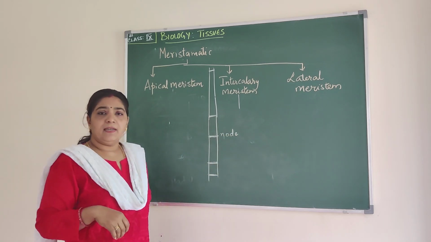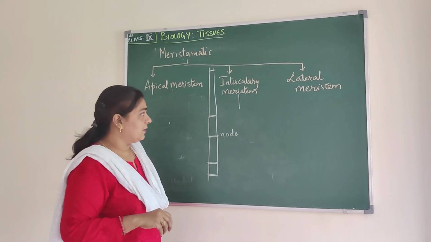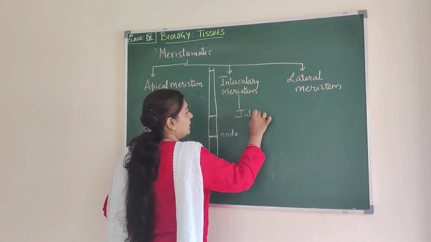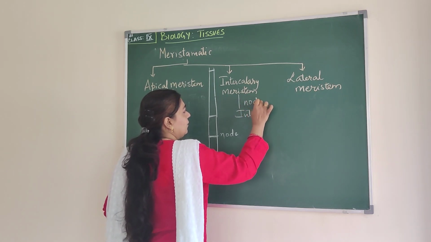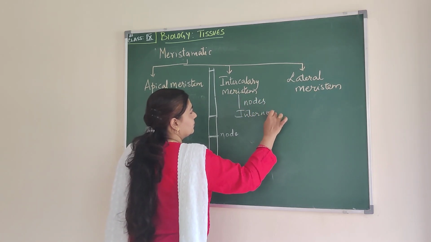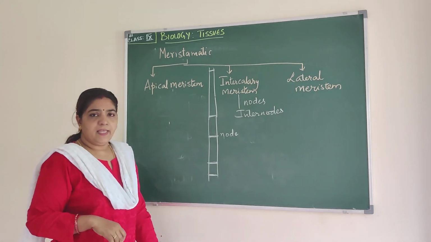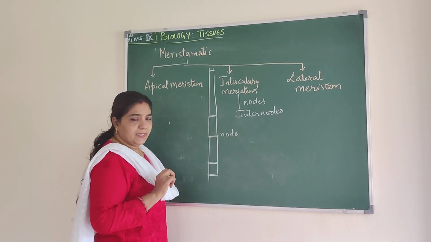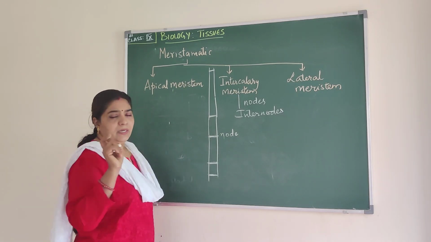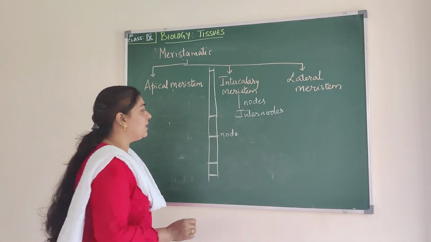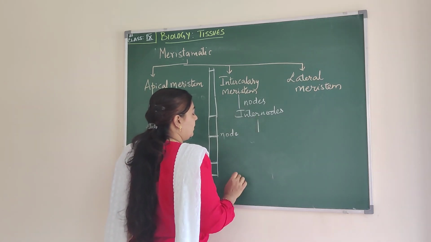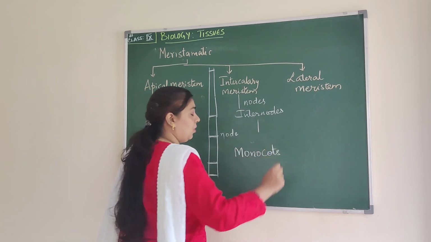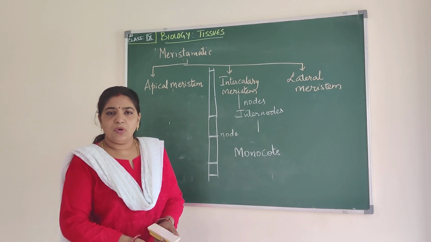So intercalary meristem is present at the nodal and internodal junction. It is present at the nodes and internodes. And what is the function of this intercalary meristem? Remember, intercalary meristem is mainly present in monocots, monocotyledon plants. What are monocotyledon plants?